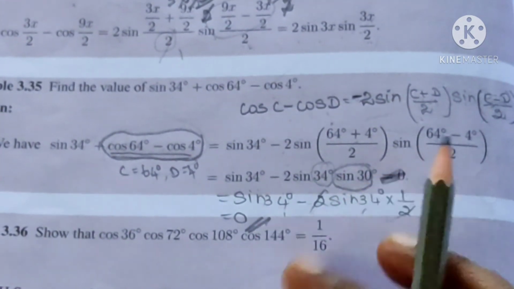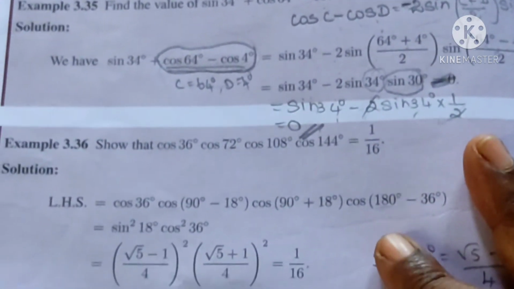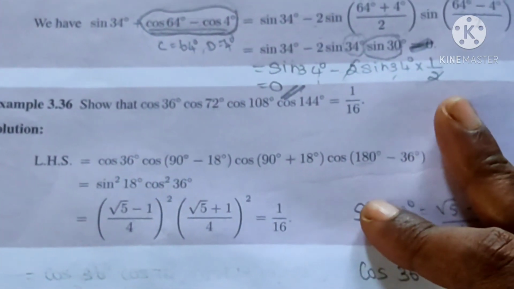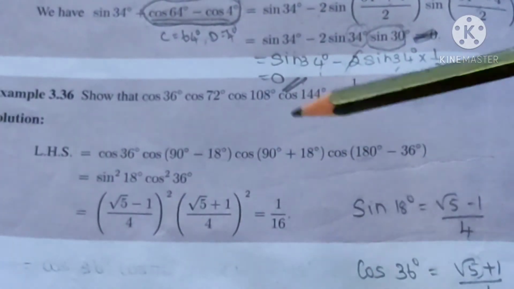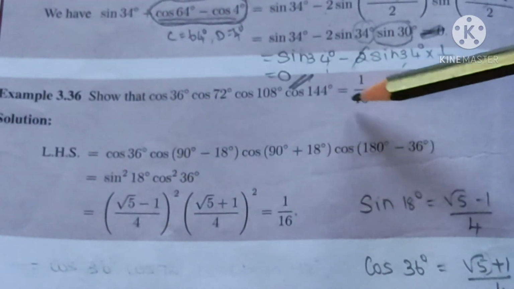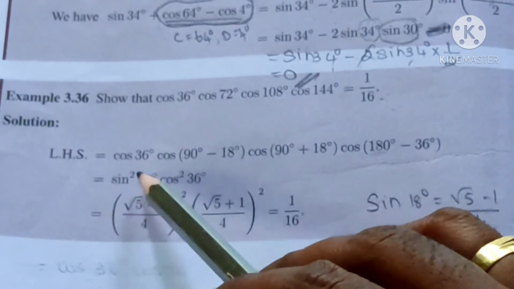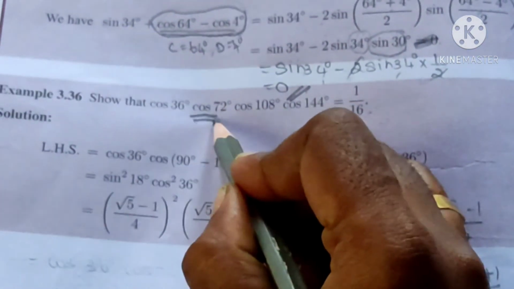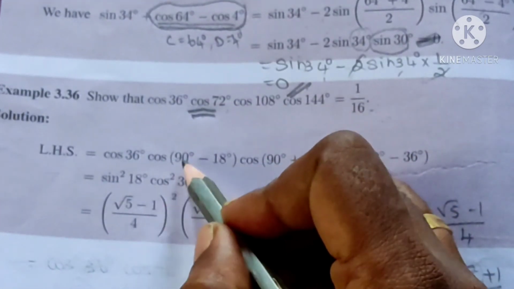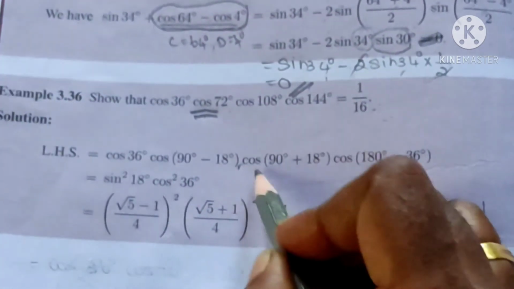Okay. The next example, 3.36. Show that cos 36 degree, cos 72 degree, cos 108 degree, cos 144 degree is equal to 1 by 16. Show the value. Take the LHS cos 36 degree and use the complementary angle. Cos 72 degree is cos 90 degree minus 18 degree.